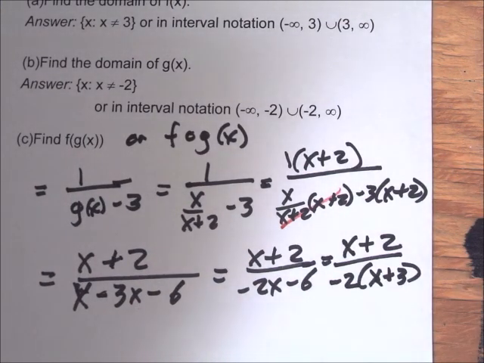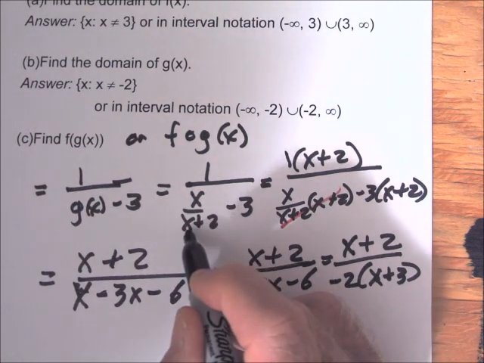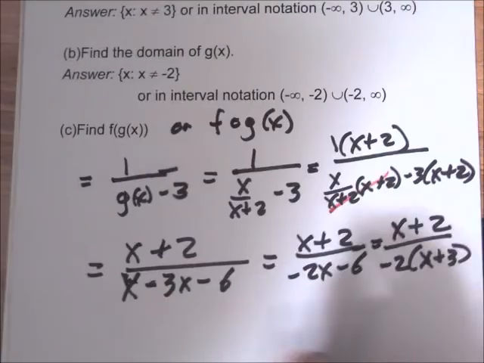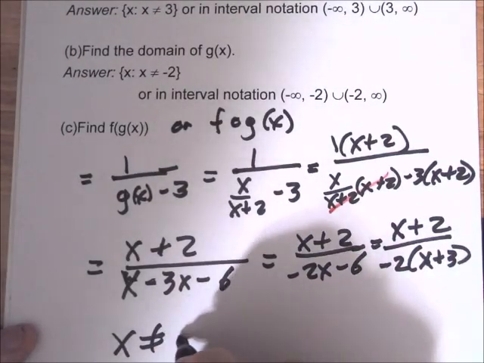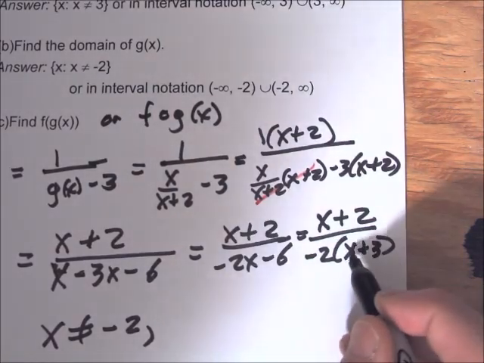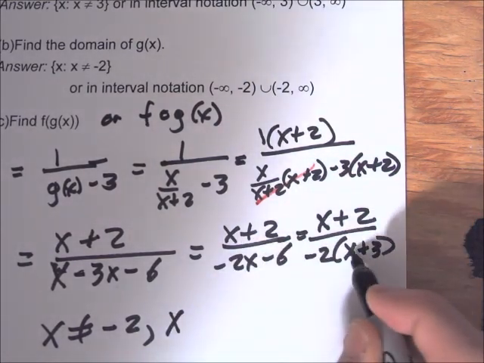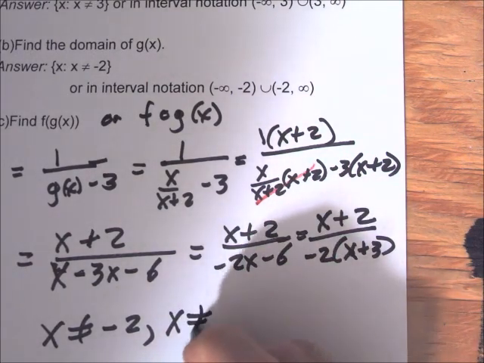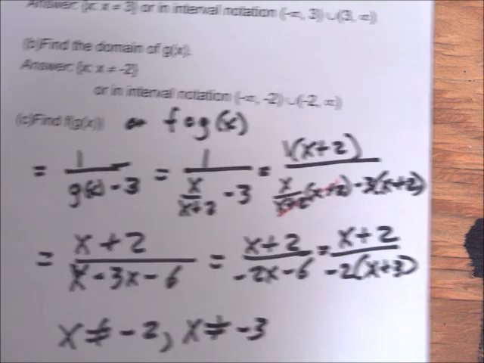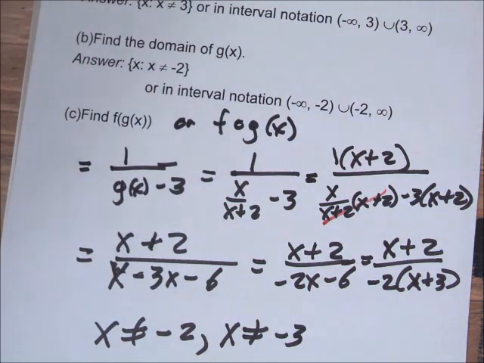Okay, so that's the combined function, and it's also important here to state the domain. So x cannot be negative 2, because if x is negative 2, we can't get past this step here where we had a fraction within a fraction. So x is not equal to negative 2. And also, in the final answer, x cannot be negative 3, because if x is negative 3, then this denominator here will be 0 in the final answer. So x is not equal to negative 3. So we have two numbers that x cannot be for this function.